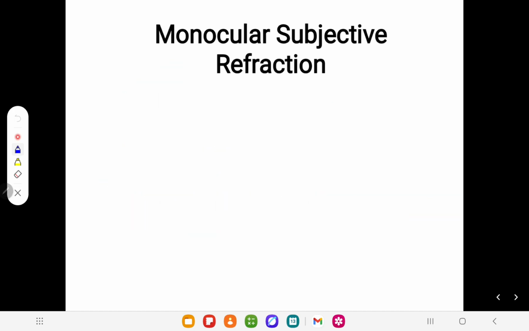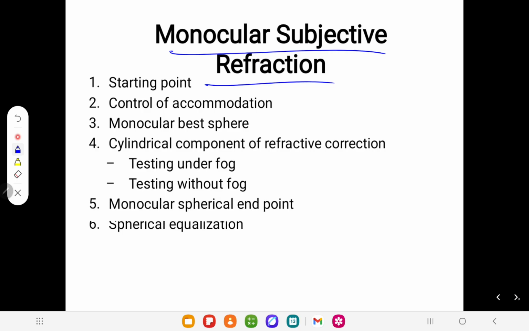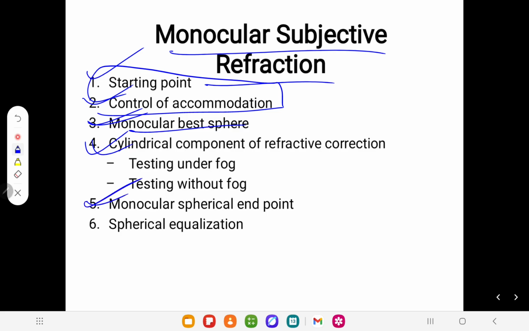Okay. So monocular subjective refraction has at least 5 to 6 steps. That's very important. Starting point and control of accommodation is our topic for today, and we will then go to monocular best sphere, and we will definitely take a few more videos on testing under fog and testing without fog, definitely GCC and all these things. Fifth in monocular is spherical endpoint. Seventh is spherical equalization. We will definitely talk about it. We'll take time. We will go slowly. Okay. So today, the first and second.